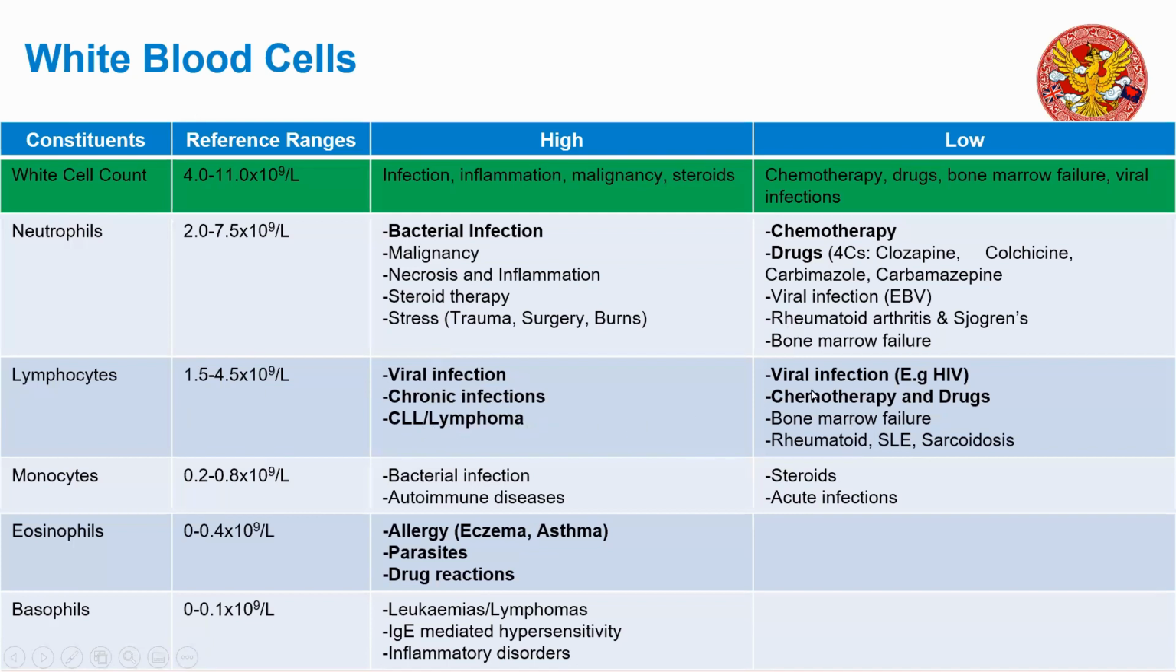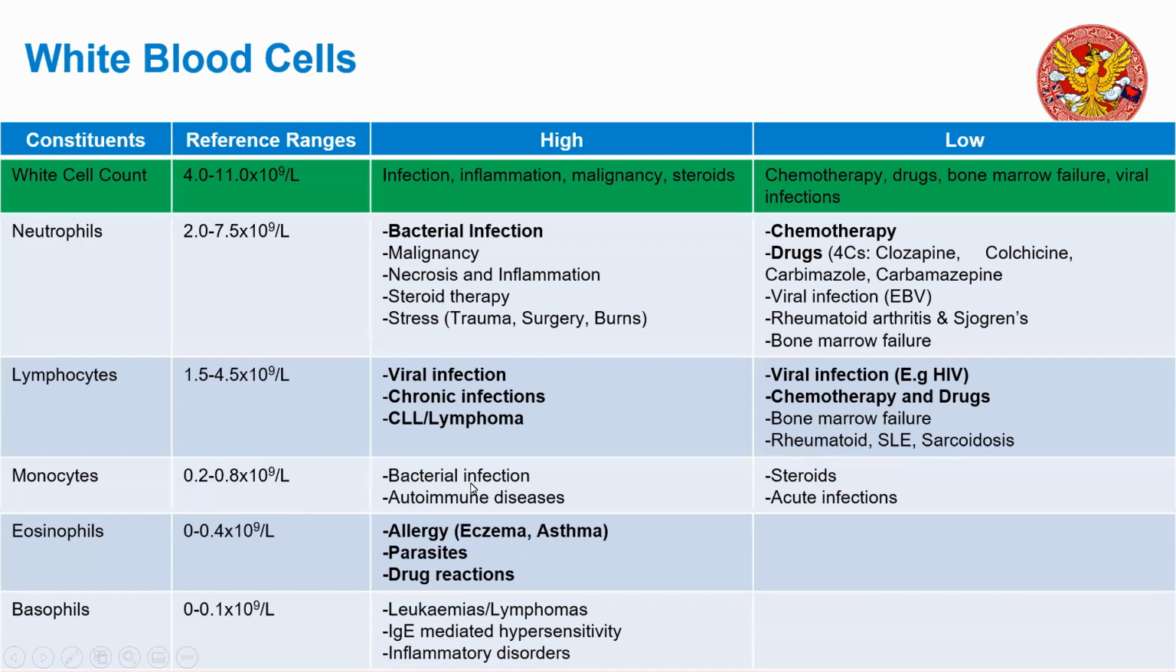Another thing that you can see is that chronic lymphocytic leukemia or lymphomas can also cause a rise in your lymphocytes. Now, viral infection can cause a high lymphocyte count, but it can also cause a low lymphocyte count, as seen in HIV. So it can go both ways. And then obviously you want to think about all the others like chemotherapy, bone marrow failure, again, rheumatoid arthritis, SLE, so other inflammatory conditions.